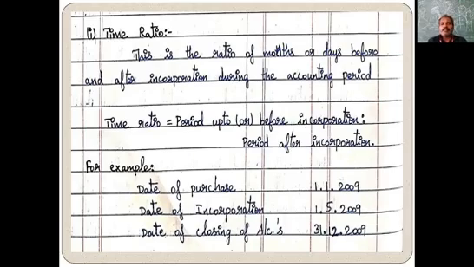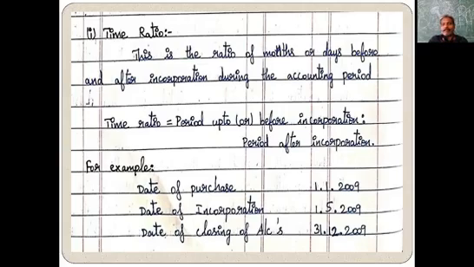What is time ratio? This is the ratio of months or days before and after incorporation during the accounting period. Time ratio equals the period up to or before incorporation to the period after incorporation. For example, the date of purchase of the business is 1/1/2009. The date of incorporation is 1/5/2009. The date of closing of accounts is 31/12/2009. That means from 1/1/2009 to 1/5/2009 includes 4 months. Then after incorporation, that means 1/5/2009 to 31/12/2009, includes 8 months.